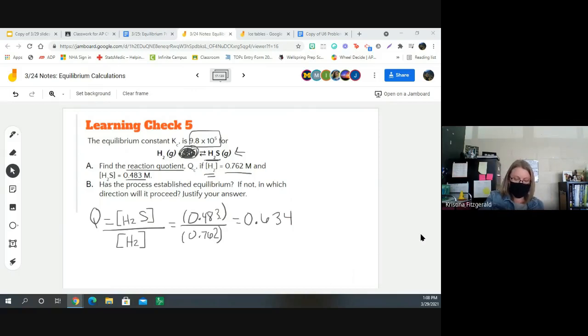Okay, so this is my moment in time. This is my snapshot. This is where the reaction is at. This is the ratio of the products to the reactants. So here's what I have to look at. I need to compare this number to the K number that was provided. So is 0.634 bigger than or less than my K number? This is a positive exponent, 9.8 times 10 to the 5th. So, bigger or less?